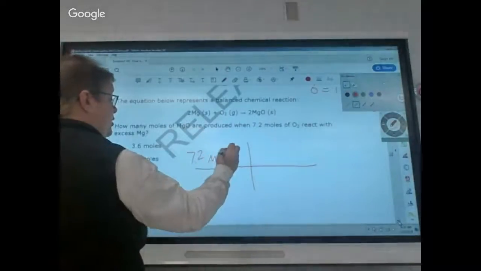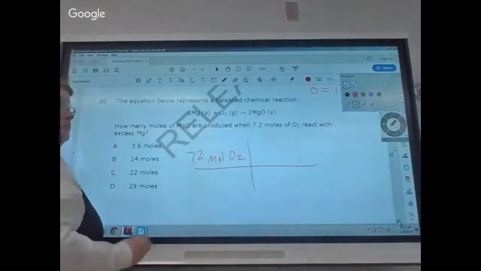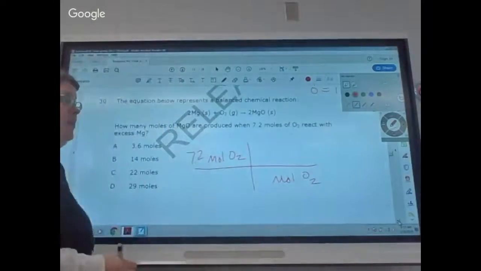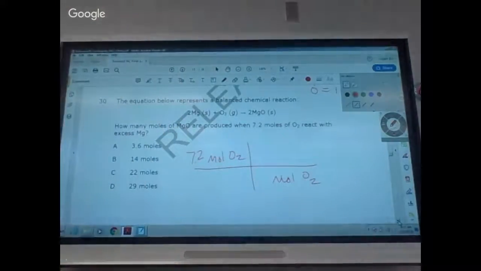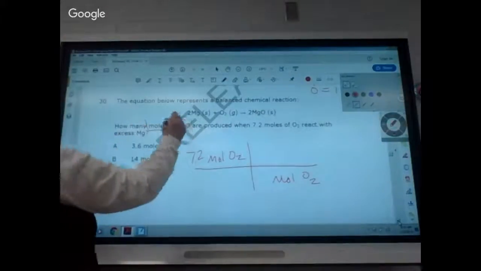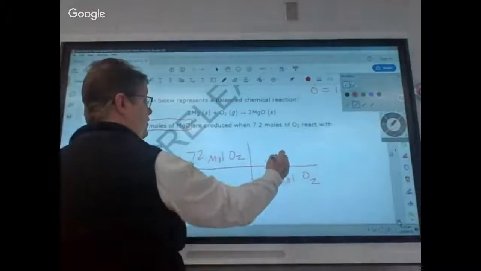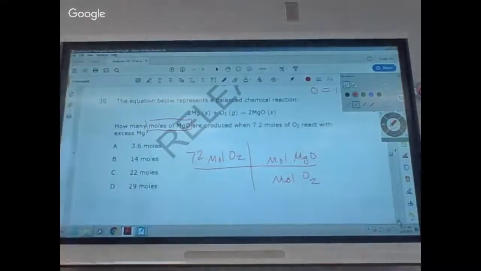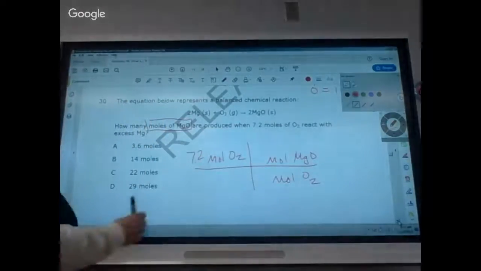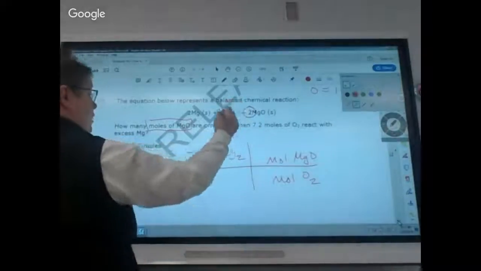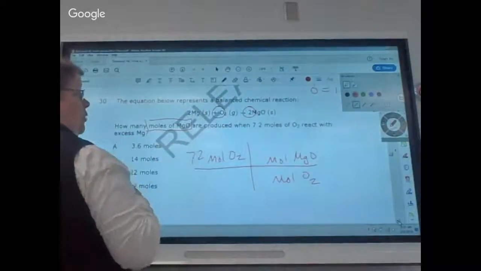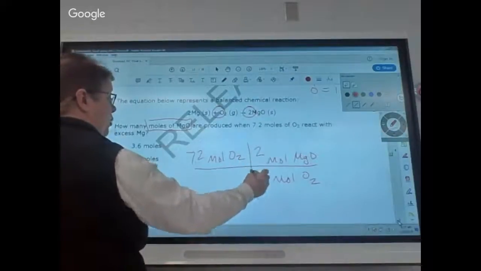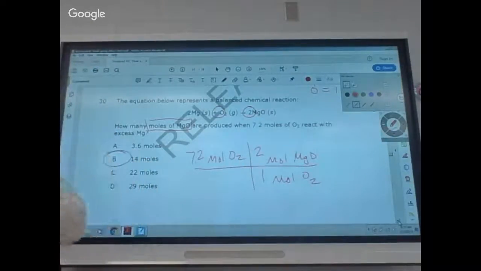7.2 moles of oxygen. What goes on the bottom? Moles of oxygen. All right. From there, are we changing compounds? Yes. It asks for moles of MgO. So we put moles of MgO on the top. Where do the numbers come from when you go moles to moles? The problem. You've got MgO here, and you've got oxygen here. So what coefficient is in front of MgO? 2. And in front of oxygen? 1. So you get 14.